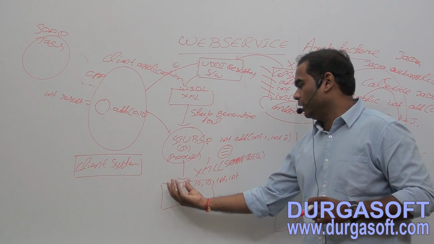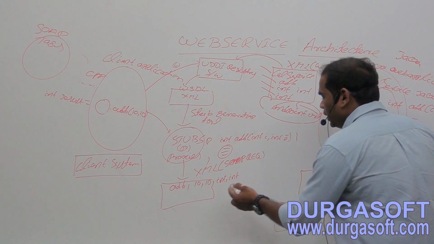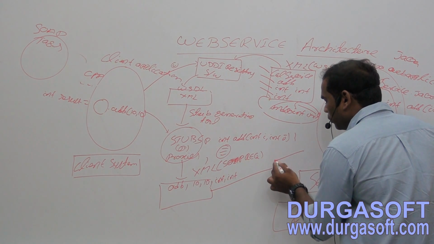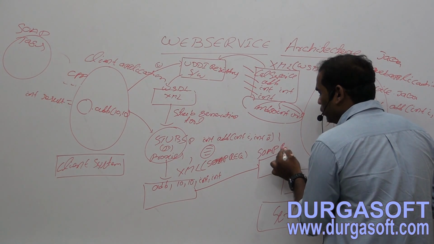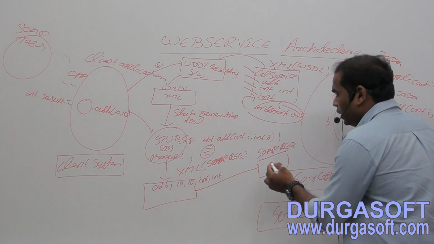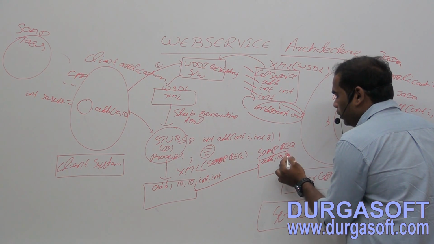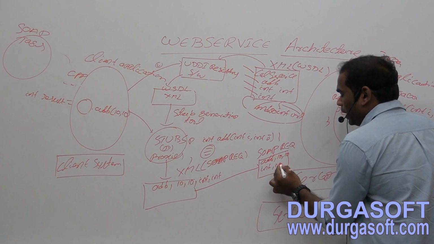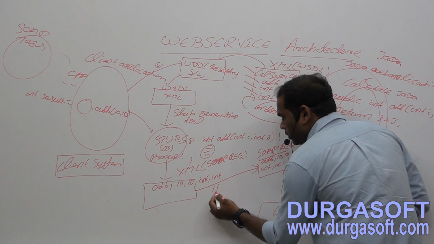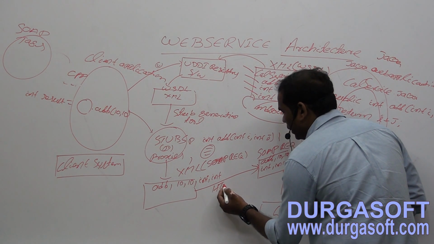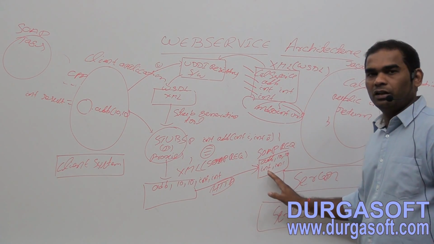So who will move this SOAP request from the client location to the server location? The HTTP protocol will move it. Here the SOAP request contains the name of the method, parameter values, and parameter types also. Who will do this job? HTTP protocol will move this SOAP request from client location to the server location.